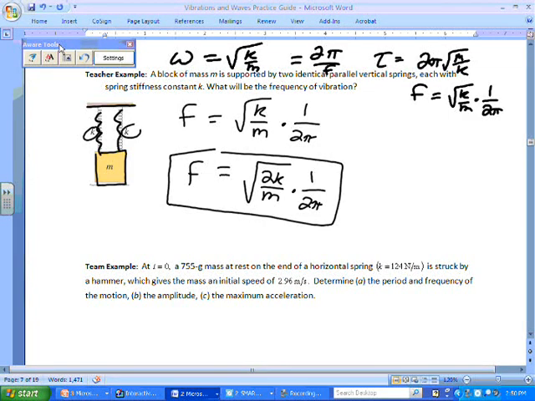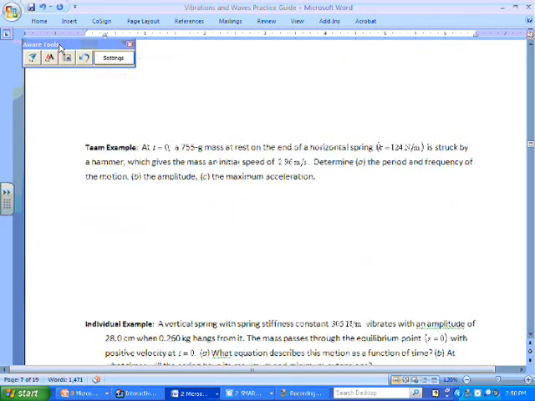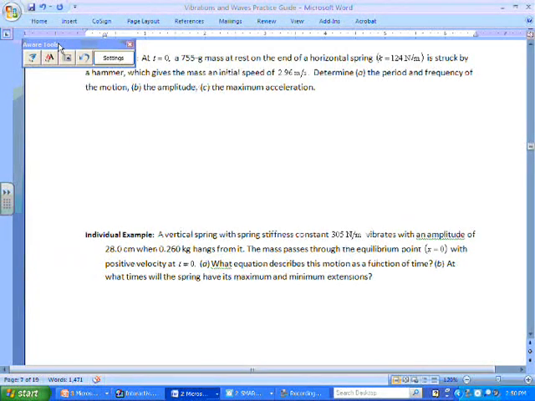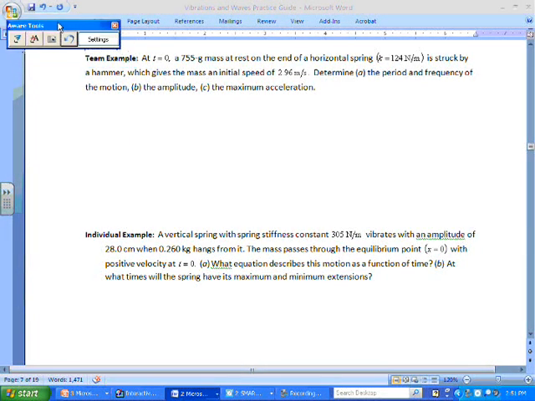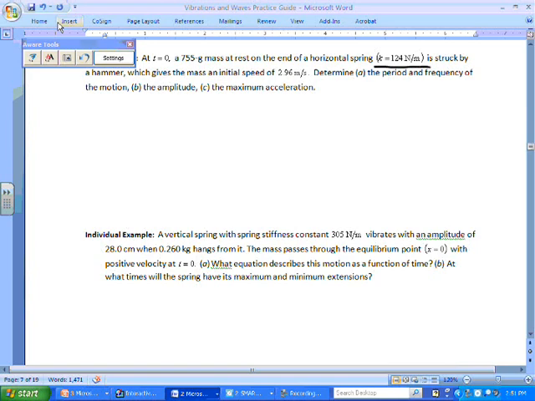Let's try another one. Okay, so we have a 755 gram mass on a horizontal spring of constant 124 newtons per meter, struck by a hammer, giving it an initial speed of 2.96 meters per second. Determine the period and frequency of the motion and the amplitude and the maximum acceleration. All right, we got our work cut out for us. First, let's draw a picture. So a hammer comes in, hits the mass, sends it in oscillation back and forth.